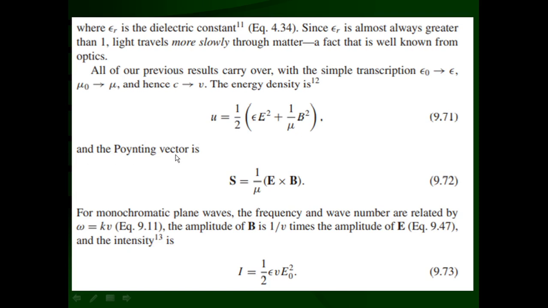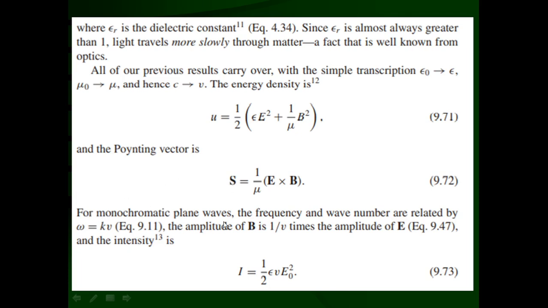Similarly, the Poynting vector can be written as S is equal to 1/mu E cross B. How does it come? You already studied the Poynting vector, where the notation was N, that is equal to E cross H, and H is equal to 1/mu B. So H is replaced by B, and hence it is going to be 1/mu E cross B, and the notation given is S.